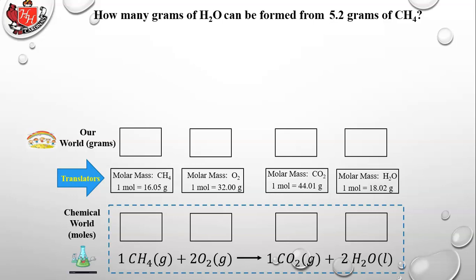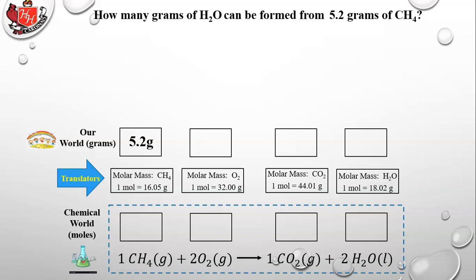Okay, so here goes. The 5.2 grams of CH4 is what we're starting with. That's in the grams row, something we measured on a scale, and it's up above CH4, in the column with CH4. So it belongs in that box in the upper left.